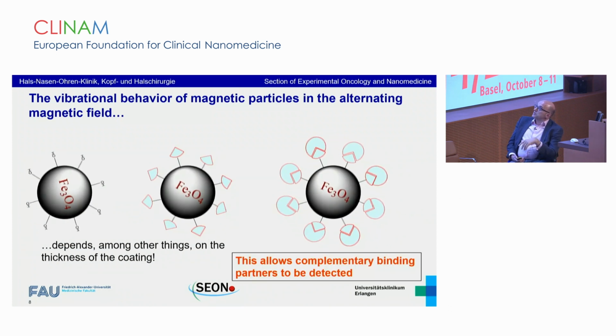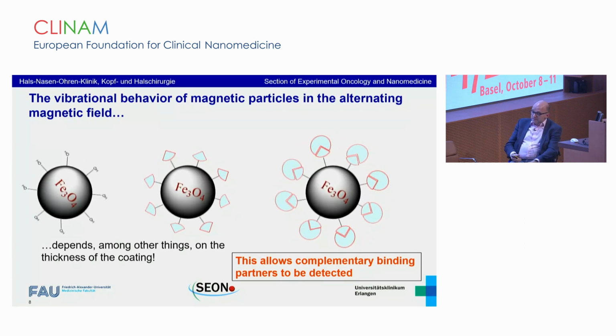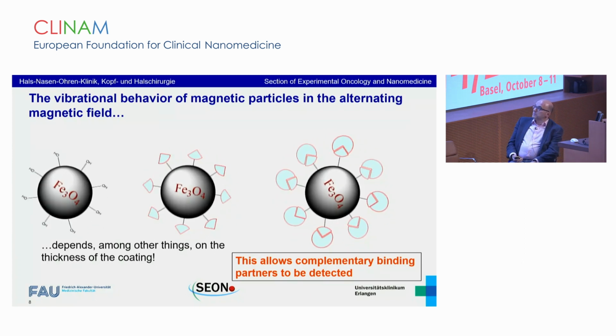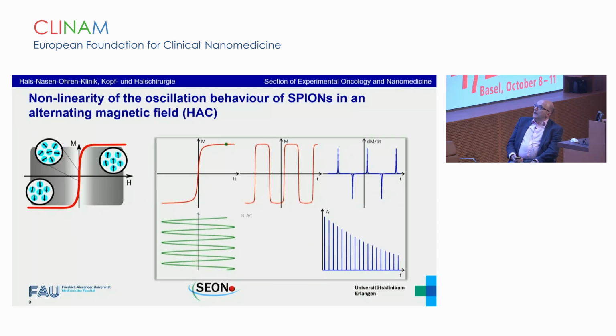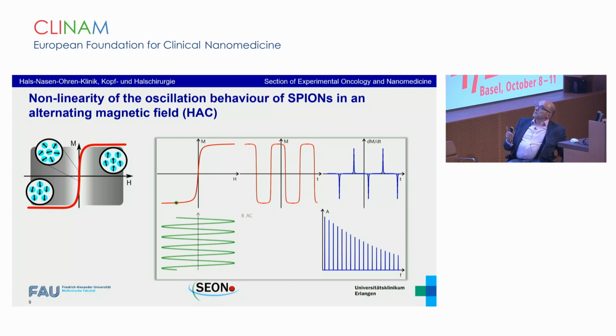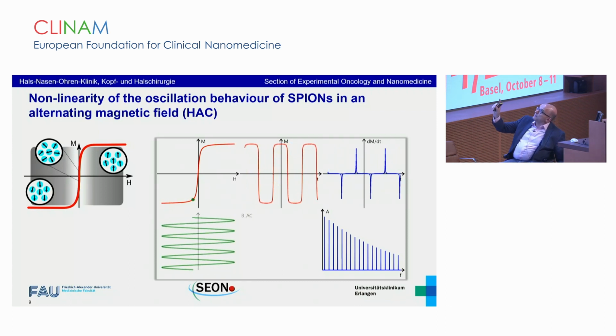And this is an option. This allows for complementary binding partners to be detected. This is the main objective of the investigation we did. And as you can see, here is a non-linearity of the oscillation behavior of SPIONs in an alternating magnetic field.